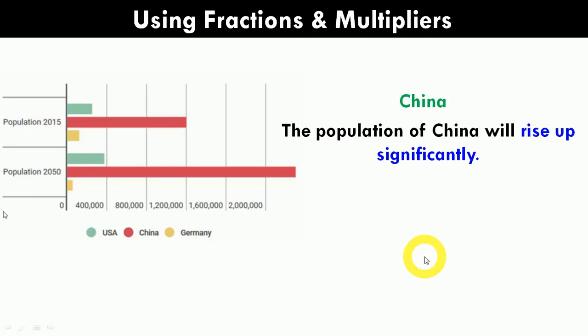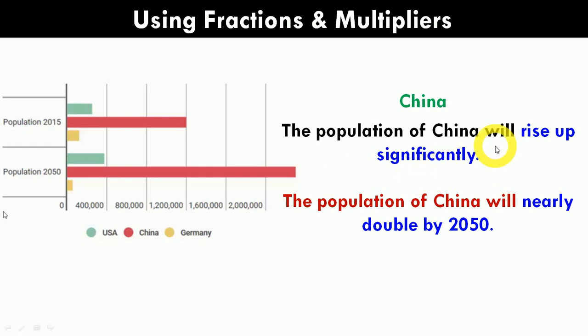Let's think about China. In case of China, what do you observe, guys? The population of China will rise up. Rise up means increase significantly. The change is very significant, so will rise up significantly. But instead of being unspecific, if you observe the change, the final number in 2050 is almost double. So what we have done: the population of China will nearly double. Here it is used as a verb, will nearly double by 2050.